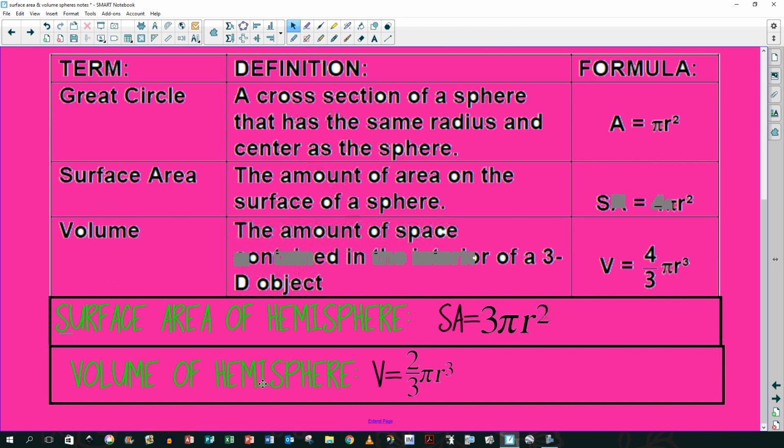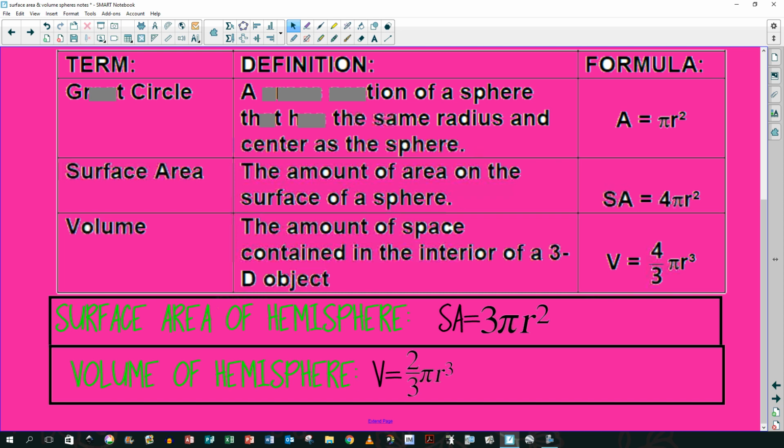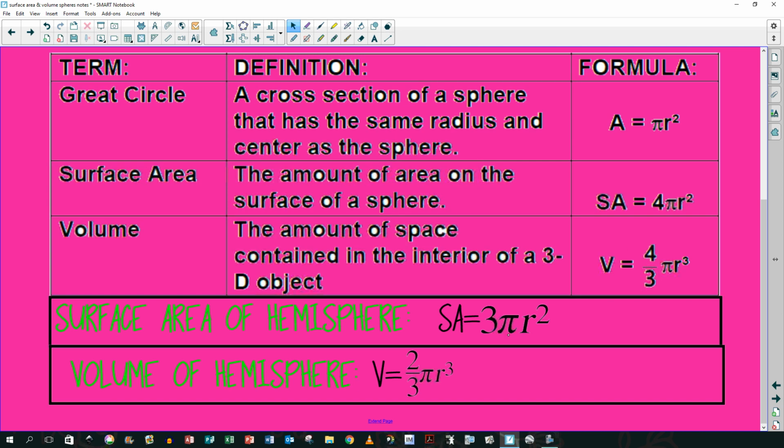All right, so here are our formulas. My surface area of a hemisphere and volume of a hemisphere I had to add to the bottom, but all your formulas are there. What I do want you to notice is that the surface area of a sphere is 4 pi r squared. We know that a hemisphere is half of a sphere, but yet the formula is not 2 pi r squared. It's 3 pi r squared. So how can I go from half being 3 when we know half of 4 is really 2? Can anyone think of why?